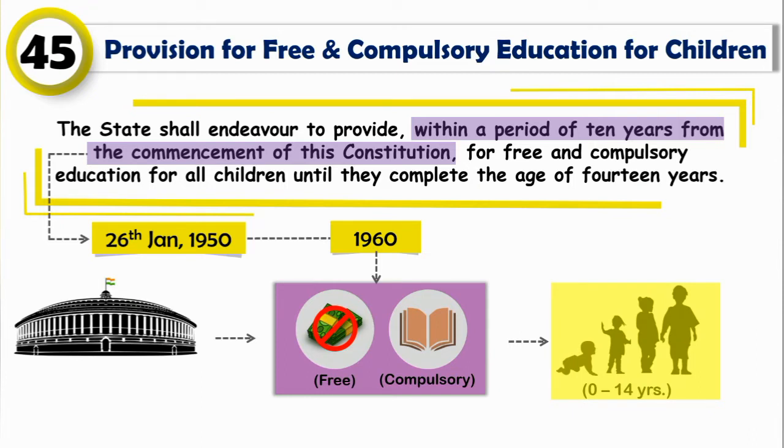Article 45 was the only article for which the framers of the Constitution had fixed a time limit for its implementation. No other article had such time limit. So doing this was showing how important it was to provide at least primary education to children at that time.